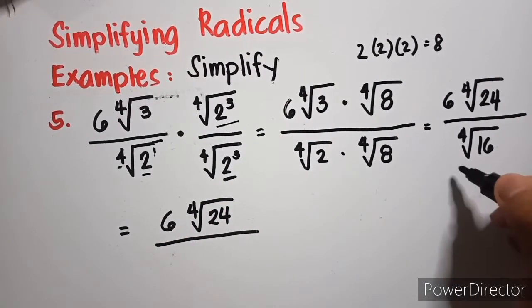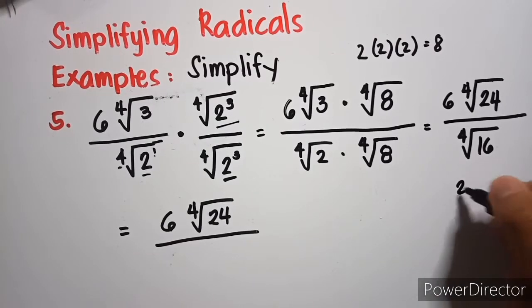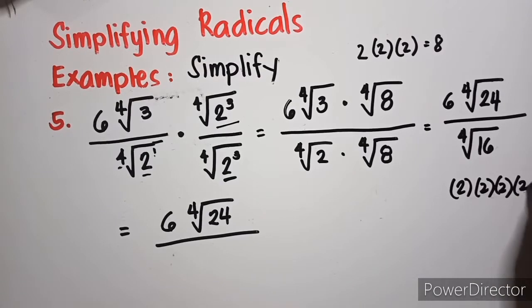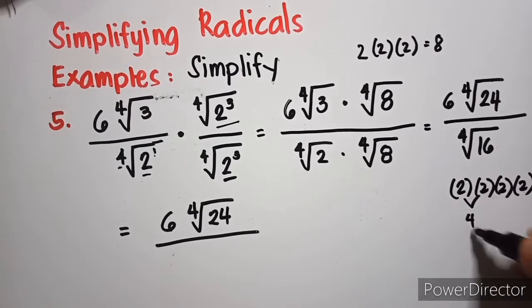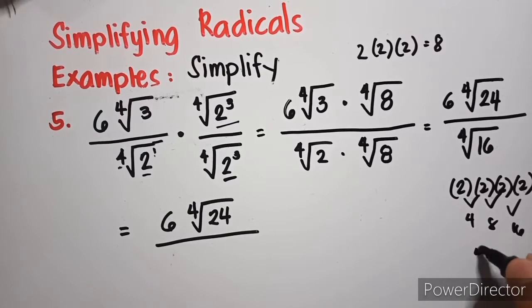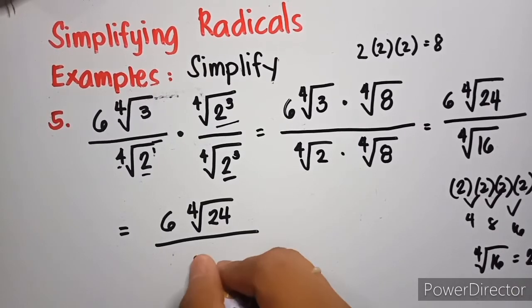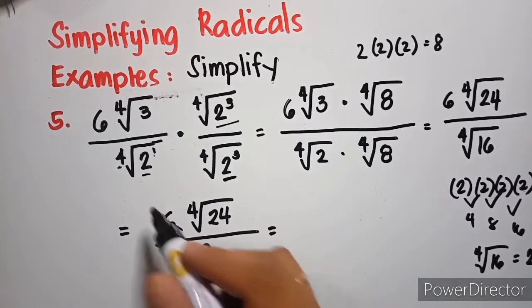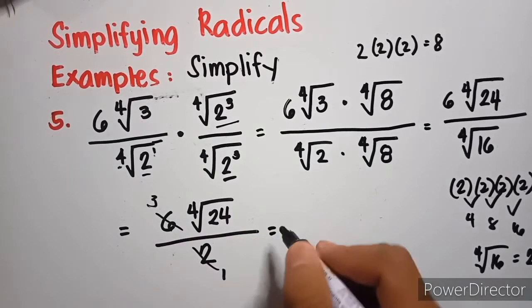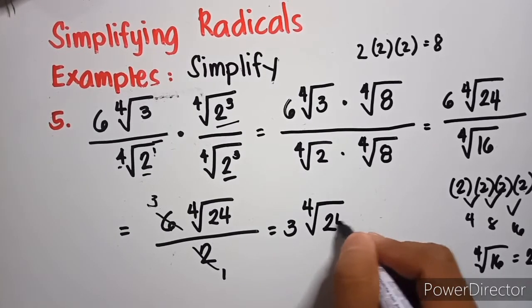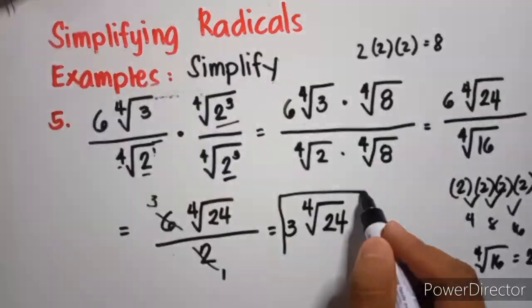So that is equal to 6 fourth root of 24 over, ano ang fourth root ng 16? So, tingnan natin. 2 times 2 times 2 times 2. So, 4, 8, 16. So, fourth root of 16 is equal to 2. So, this is divided by 2. So, the answer, simplify, this can be cancelled into 3 and into 1. So, that is 3 fourth root of 24. And this is our answer.